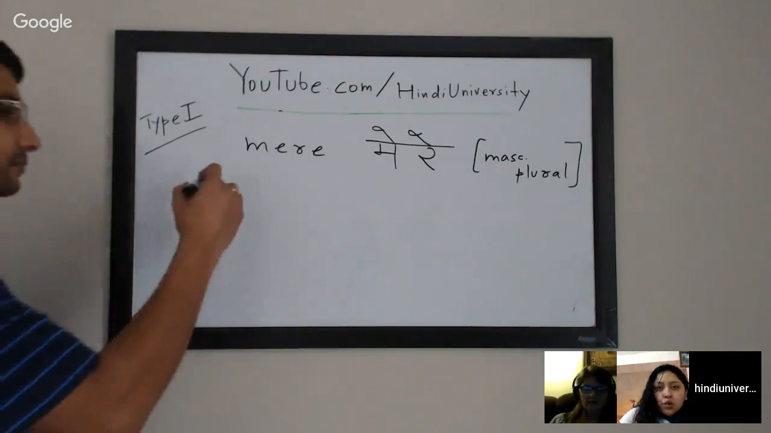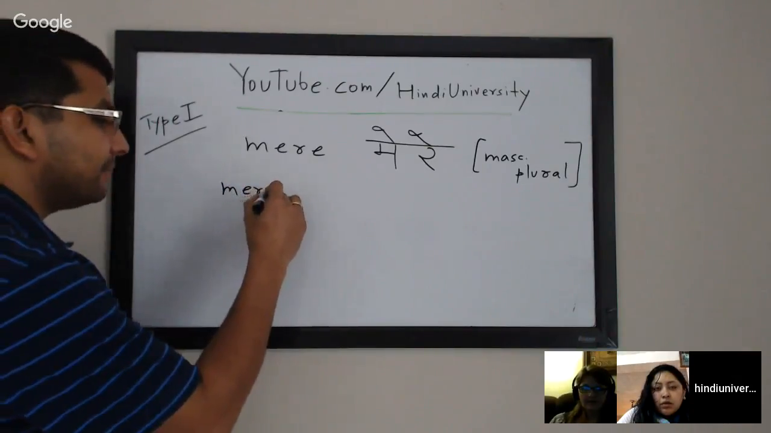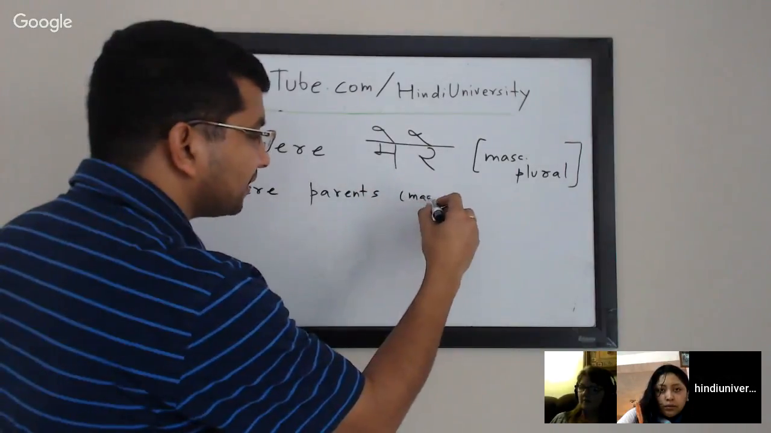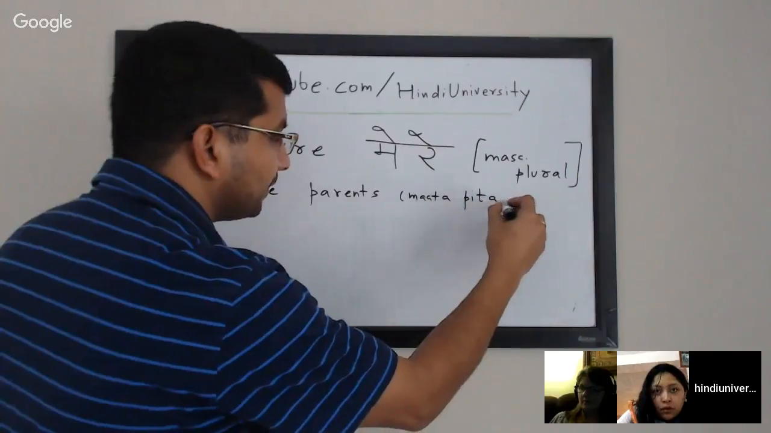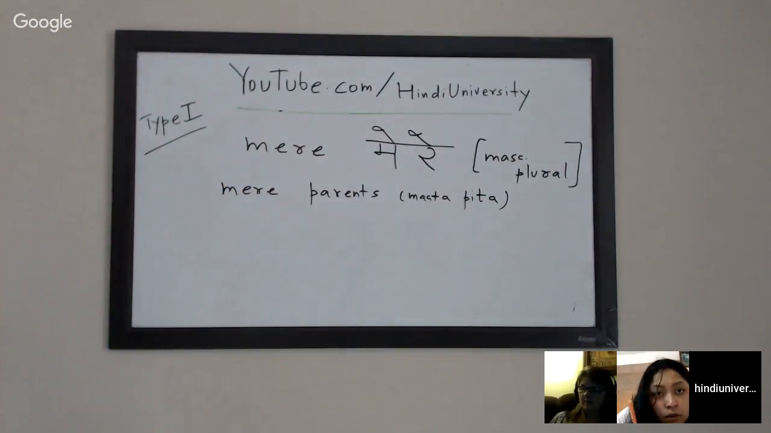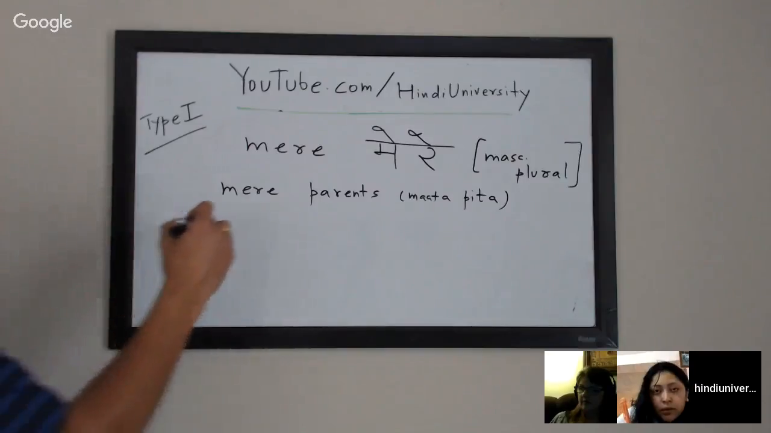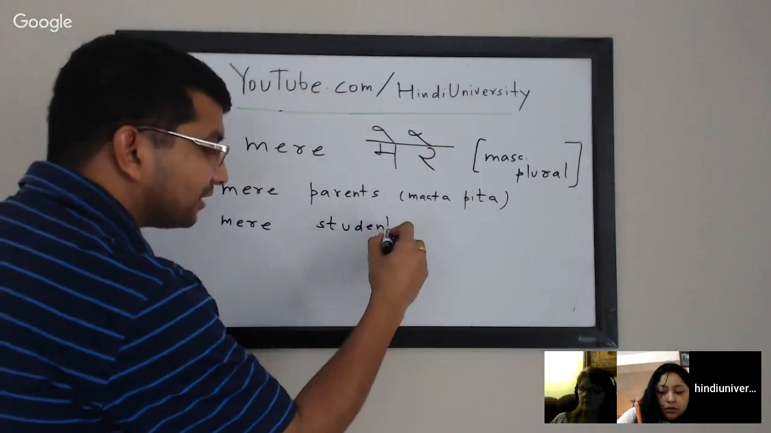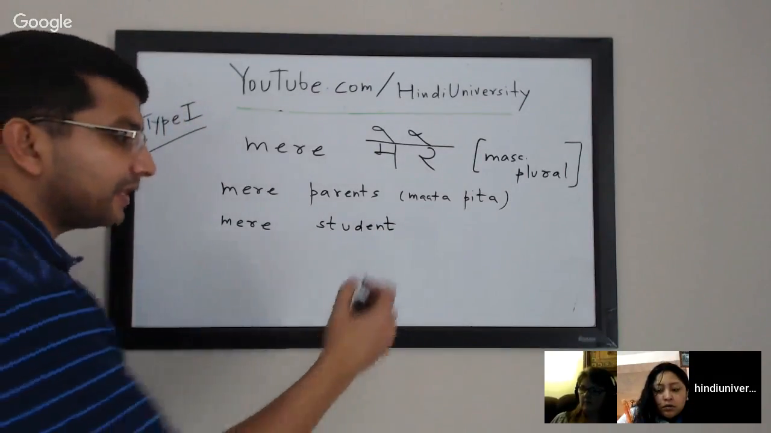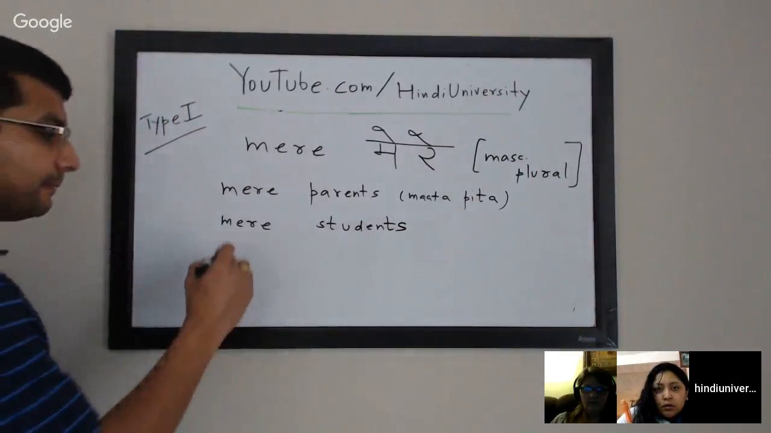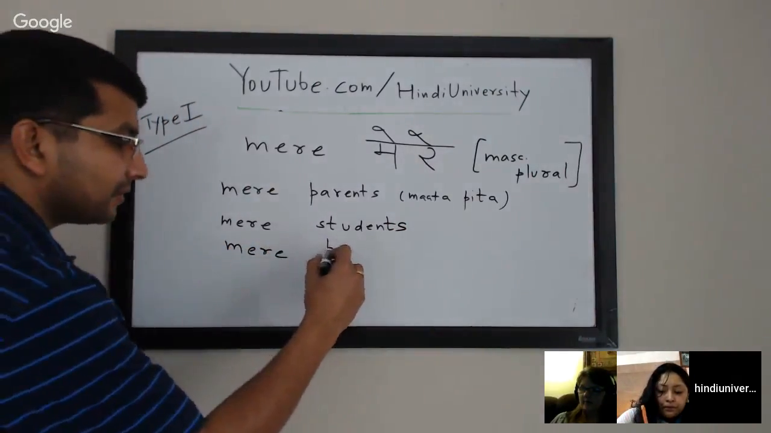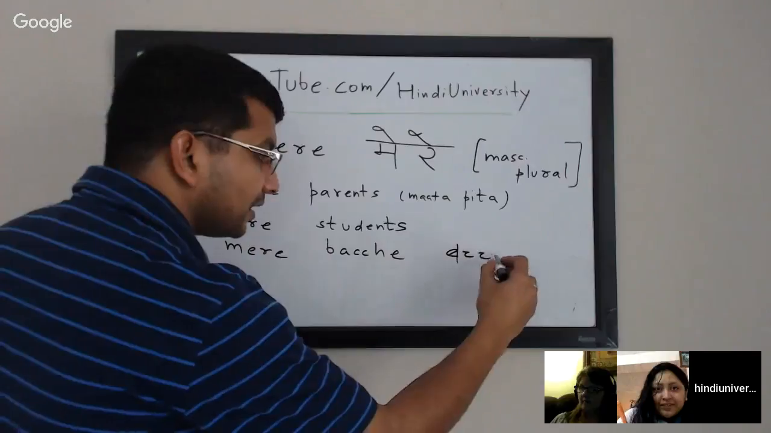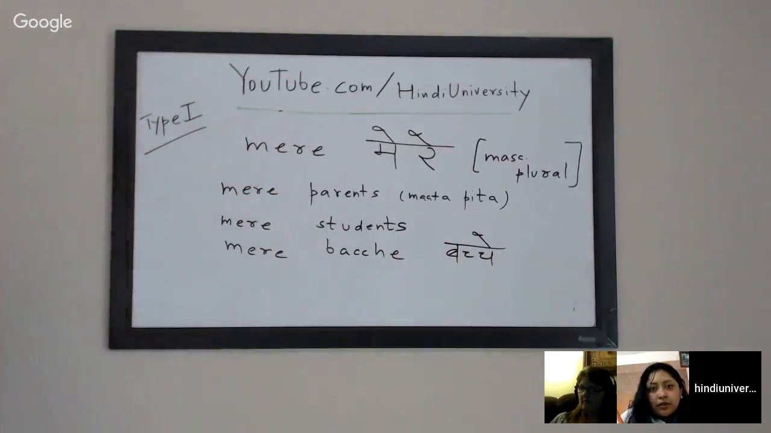Okay, for your parents, you will say mere parents. Okay, or mere mata pita. Okay, mere mata pita, mere parents. Okay, more examples. Mere students. Student is chhatra and multiple students again is chhatra, but mere students. Okay, or mere bacche, my kids. Mere bacche. Bachcha is one kid and bacche is, if you are talking about multiple kids, mere bacche.